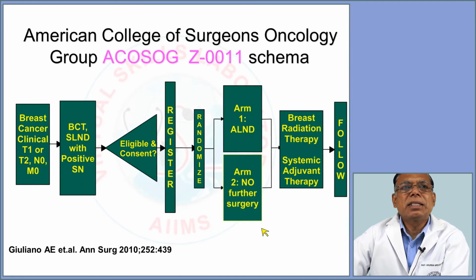If we have macrometastasis, then what to do has been addressed by this large trial known as the American College of Surgeons Oncology Group, or ACOSOG Z0011 trial, with the principal investigator being Dr. Armando Giuliano, and this is the famous Z0011 trial. Women with T1 or T2 tumor, clinically negative axilla, were offered breast conservation, and if the sentinel node was positive, up to 2 positive macrometastasis sentinel nodes, then they were randomized either to have full ALND axillary dissection, or only observation of the axilla with systemic adjuvant therapy.